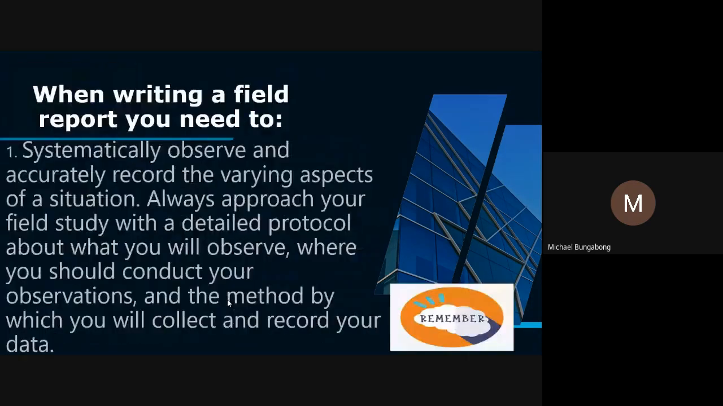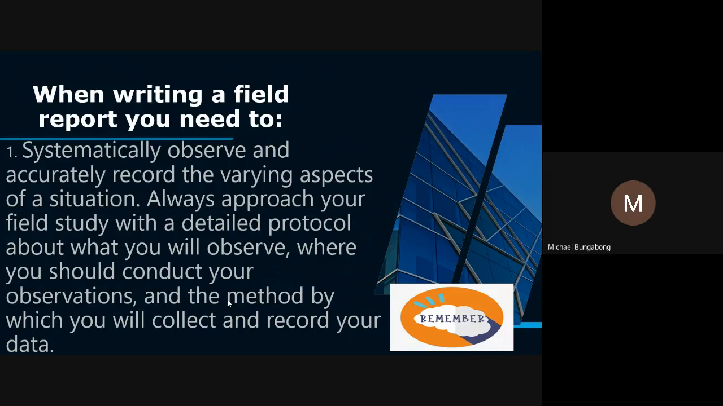so again, class, when writing a field report, you have four considerations. Remember this one, this is very important. When writing a field report, you need to what? Systematically observe. Okay? Systematically observe and accurately record the varying aspects of a situation. You need to record that, and it must be in a systematic way. Always approach your field study with a detailed protocol about what you will observe, where you should conduct your observations, and the method by which you will collect and record your data. Okay?